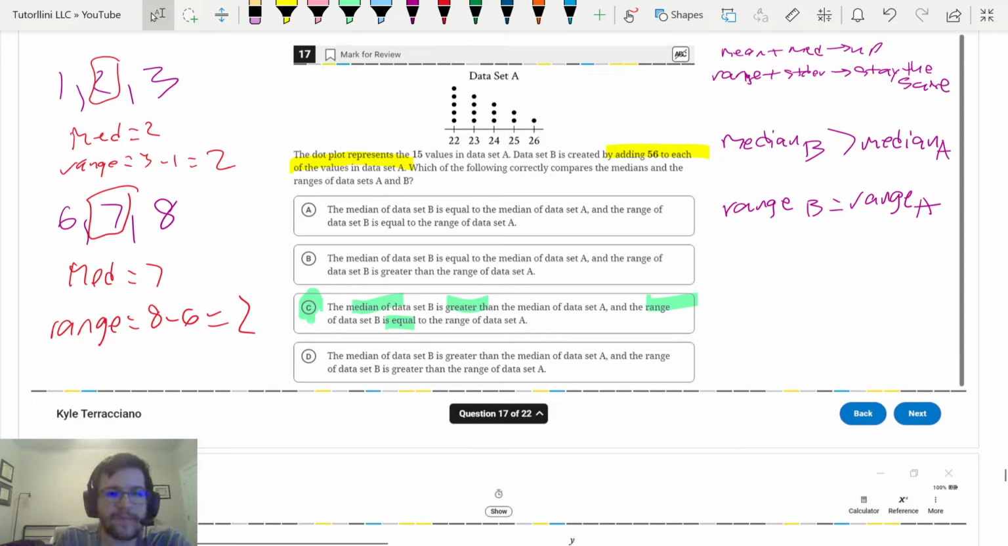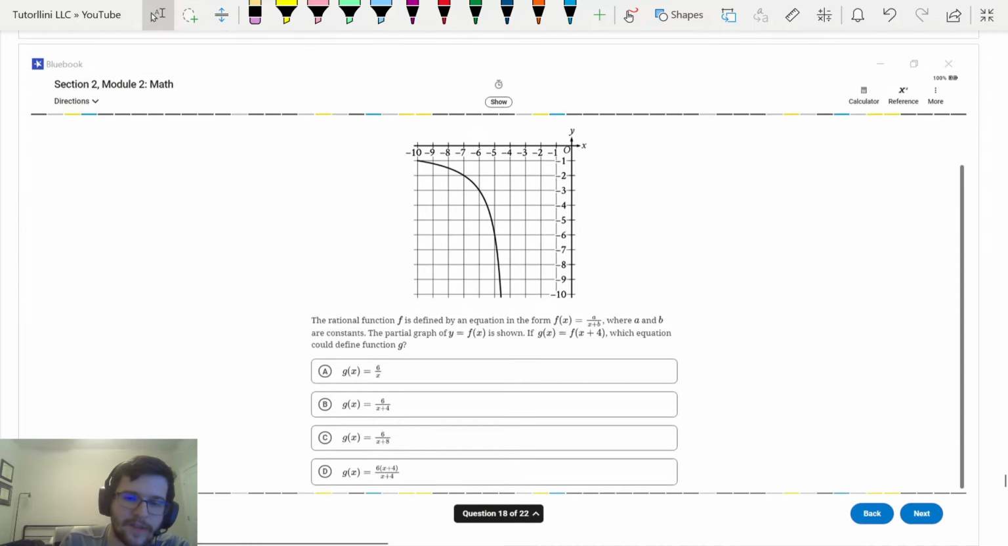Okay, great. So that's it. When you add or subtract a number, the measures of center change, but the measures of spread do not. I think, don't quote me on this, if you multiply by a number, they all change. So mean and median change, and range and standard deviation change. Don't quote me on that though, because I'm not thinking about it right now. Okay, so man, this is a hard question.